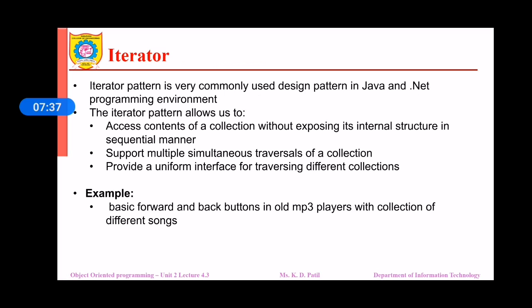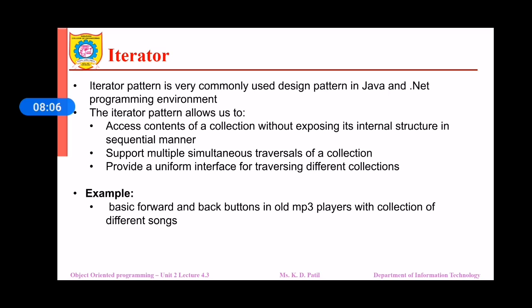Then the next pattern is iterator pattern. Iterator pattern is a very commonly used design pattern in Java and .NET programming environments. The iterator pattern allows us to access the contents of a collection without exposing its internal structure in a sequential manner. It supports multiple simultaneous traversals of a collection. The iterator pattern provides a uniform interface for traversing different collections.